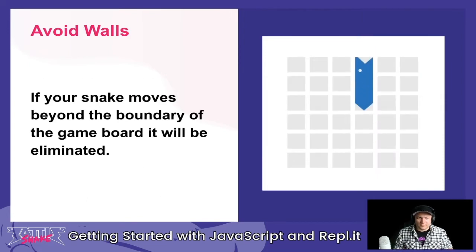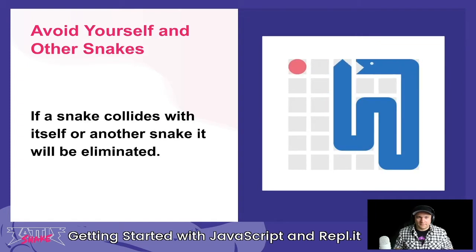Other things to consider. The game board is bounded, so if you move beyond the bounds of the game, if you move outside of the grid, your Battlesnake will be eliminated, so you want to avoid that. And then also, if you collide with yourself, or if you collide with another snake, you are also eliminated. So here's a little example of a Battlesnake that's colliding with itself and being eliminated, but also if you run into another Battlesnake, you will also be eliminated.